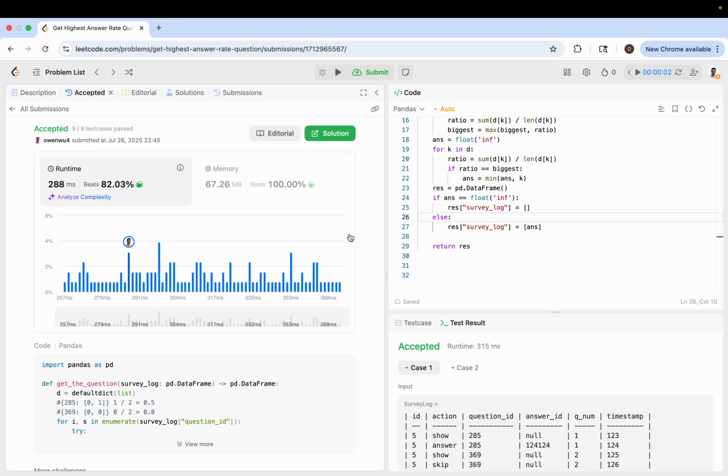Again, I'm really glad that I was able to solve this question on my own and come up with my own solution to this problem without any help.